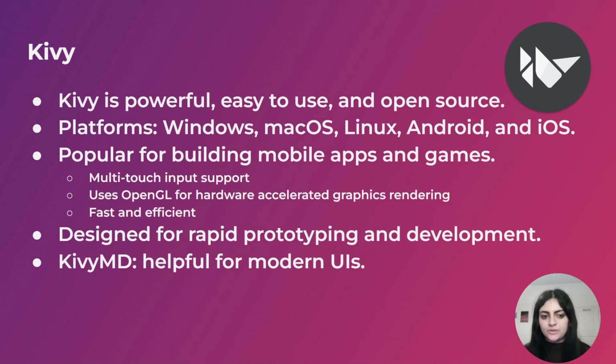It also uses OpenGL for hardware accelerated graphics rendering. This means that it uses the hardware within your phone or your desktop, doesn't have to be a phone, to actually accelerate the graphics rendering and provide high quality graphics. It is designed to be fast and efficient. So Kivy, super popular in the mobile development space. It is also designed for rapid prototyping. So this was one of the main things that Kivy promotes about their library. It's designed for rapid prototyping, meaning that you can get an app up and running fairly quickly.